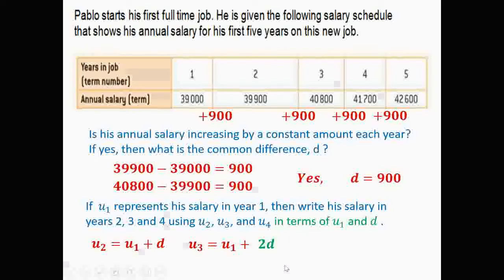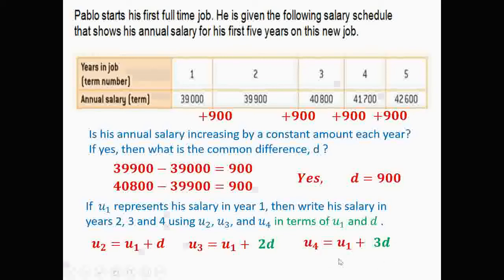I think you can see the pattern now. Okay, to get to the fourth year's salary, we start at U1 and we add 900 once, twice, 3 times, so 3D, 3 times that common difference. And this example with some real numbers where we see a linear growth brings us to the idea of how we can write that in terms of arithmetic sequences, in terms of the common difference.